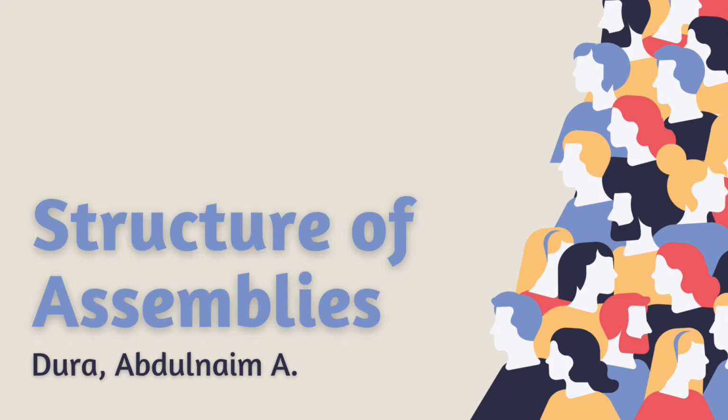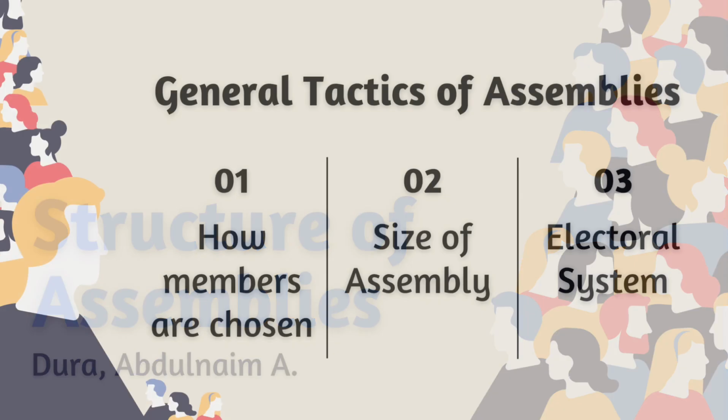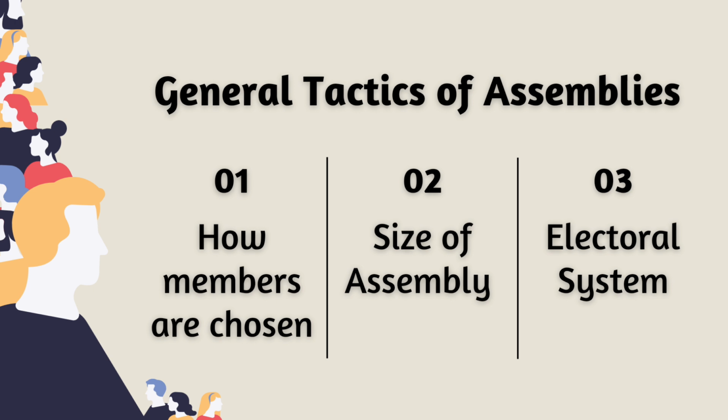I will discuss the structure of assemblies, highlight their different characteristics, the distinction between unicameralism and bicameralism, and the role of the committee system in legislative bodies. Understanding these elements is crucial to appreciate how governments around the world function. So, the first one is the general features of assemblies.